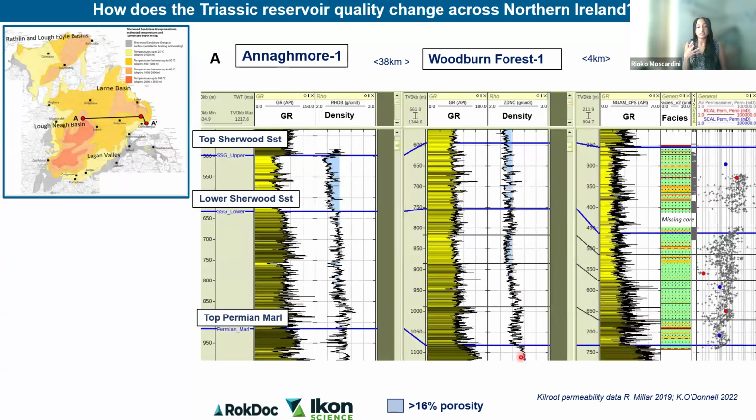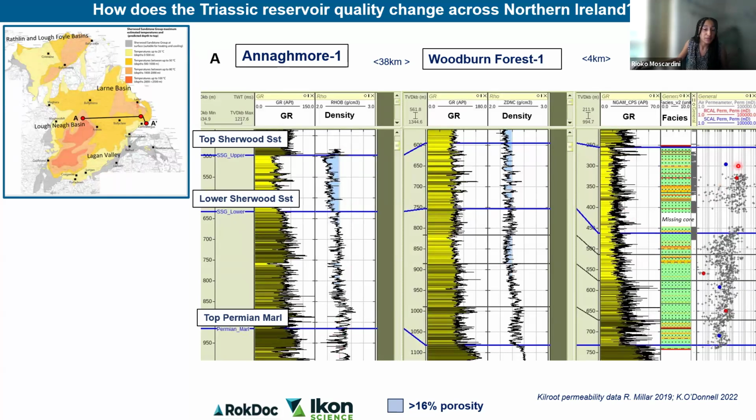And what we can use the density data for is to interpret porosity. So what we've done here is highlighted the sections where porosity is greater than 16%. And we can see here that at Woodburn Forest, which is very close to Kilroot, only 4 kilometers away, as we go down with depth, the porosity is reducing. We're seeing less of that shaded blue. Same over here in Annockmore, way over here. As we go down with depth, the porosity decreases.